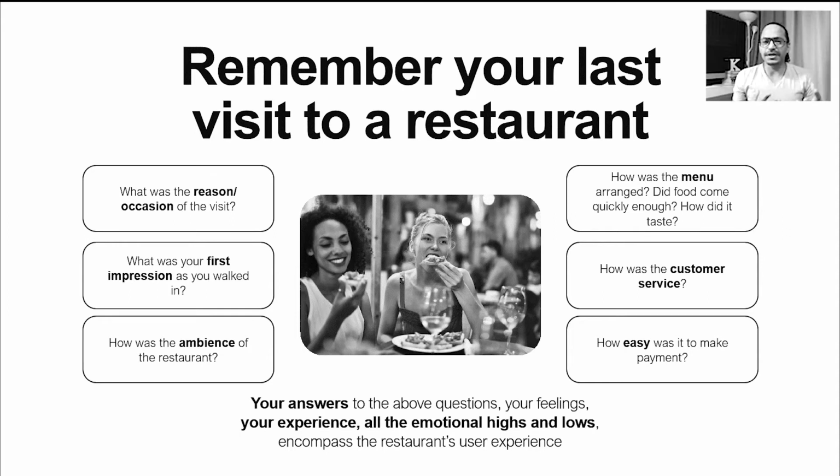Just start thinking about it and also start remembering the experience that you got from that visit, whether it was good, whether you liked the food, whether the customer service was nice, whether they were able to meet your needs, and so on. How easy was it to make the payment, how crowded it was, how was your experience, and so on.